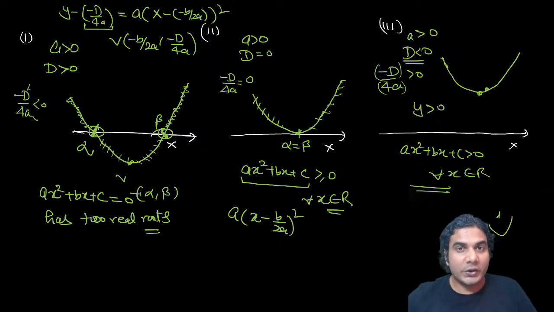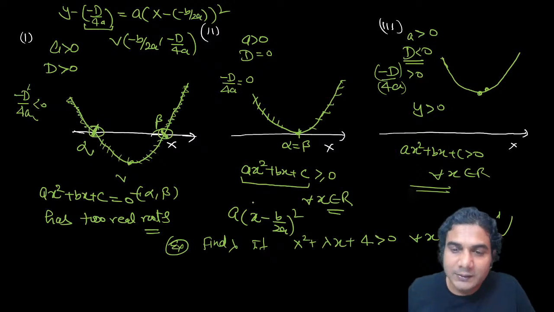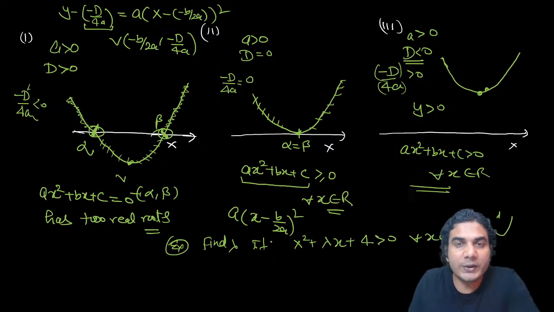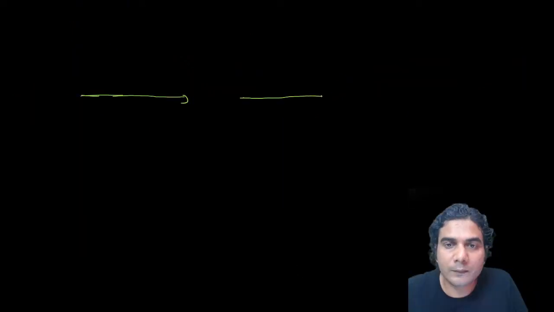So if they ask you this question, that this quadratic expression is always positive, then find the value of some parameter, let me give you one example here. If they ask, find lambda if x square plus lambda x plus, say, 4 is more than 0 for all values of x belonging to real numbers, all right? So how would you proceed? You know that a is positive in this, already a is positive. You just need to make the discriminant less than 0, and this expression will always become positive.